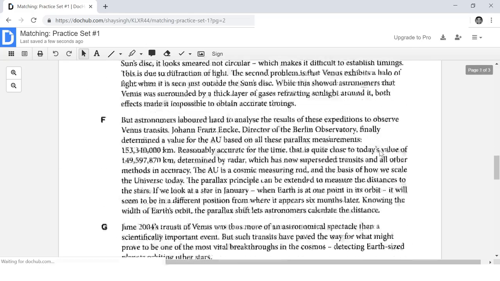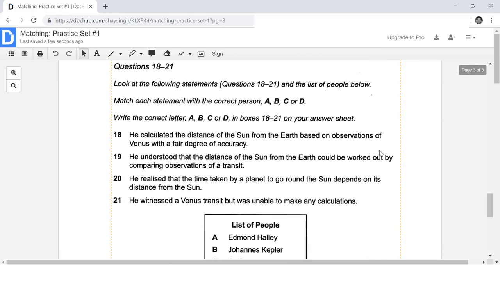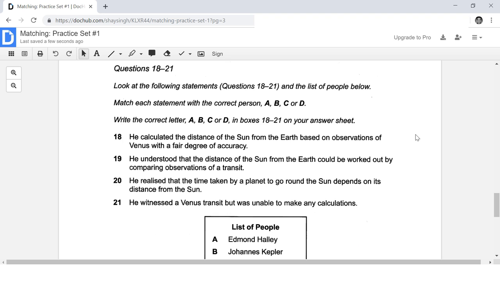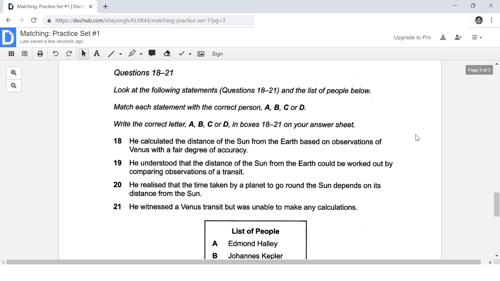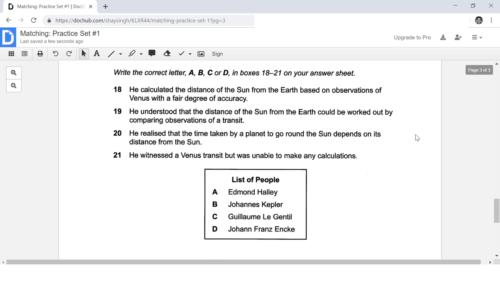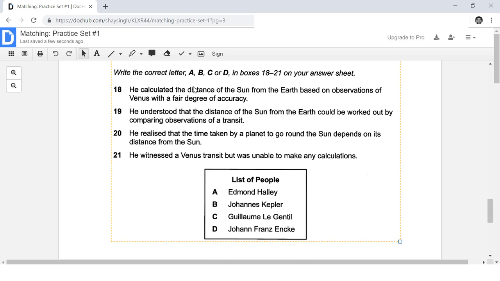Now let's go down to our questions here, and the first thing that we do when we start answering the questions is we have to first mark the keywords. So right here, which keywords do you think I should mark? The keywords in the question or the keywords in the answer choices? Which keywords do you think are going to be easier to locate? If you guessed the keywords from the answer choices, then you are correct.